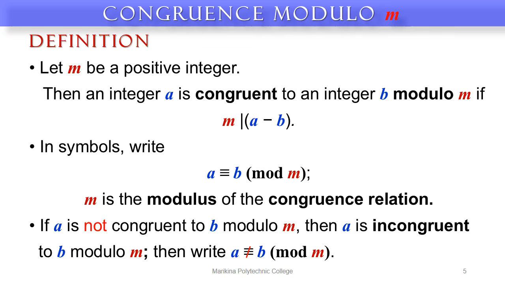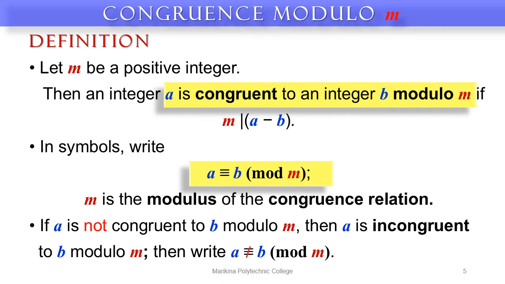In other words, if m is a positive integer and m divides a minus b, then we say that a is congruent to b modulo m. And in symbols, we write a is congruent to b mod m, where m is the modulus of the congruence relation. If a is not congruent to b modulo m, then a is incongruent to b modulo m. Then we write a is incongruent to b mod m.